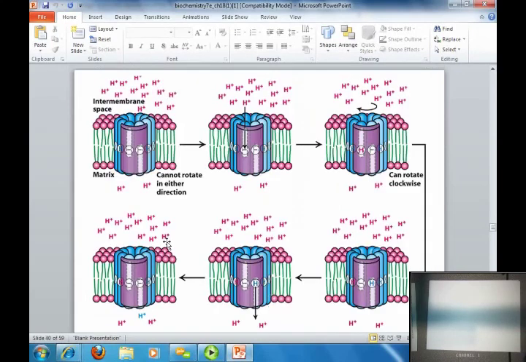You can see how the proton goes from the outside to the inner side through the motor, going through this side. Okay, so it cannot rotate clockwise, so it will rotate only one way. Whenever the proton is going through these pores of the inner mitochondrial membrane, it will rotate. So it is not moving, it is rotating. It's something like a dynamo.